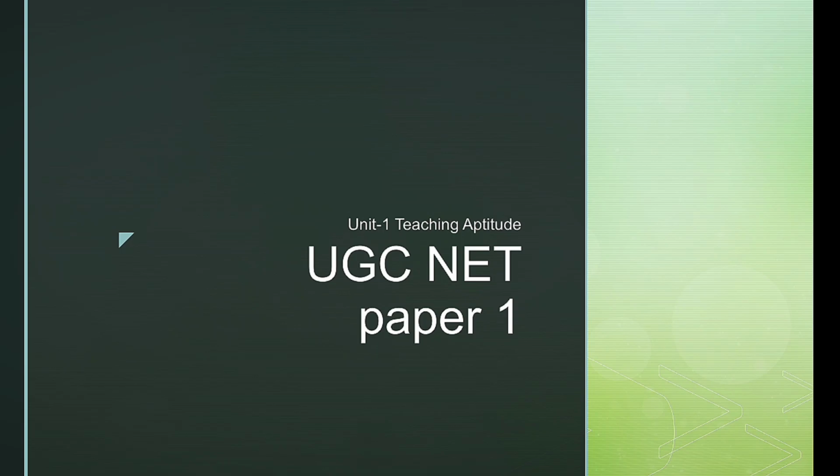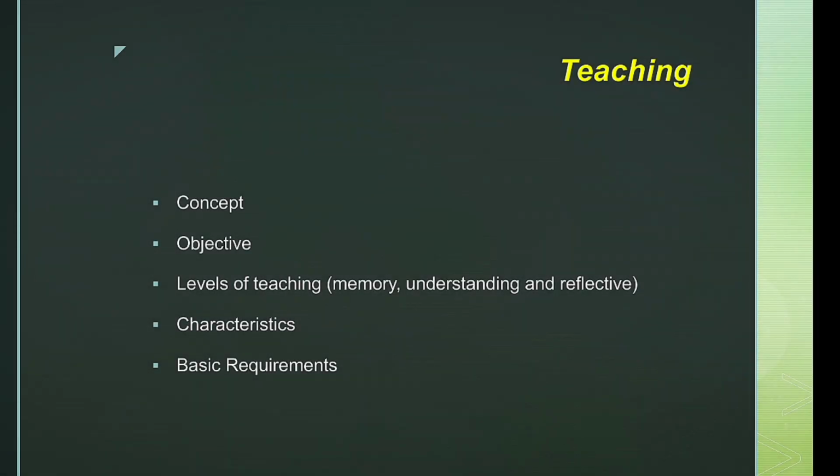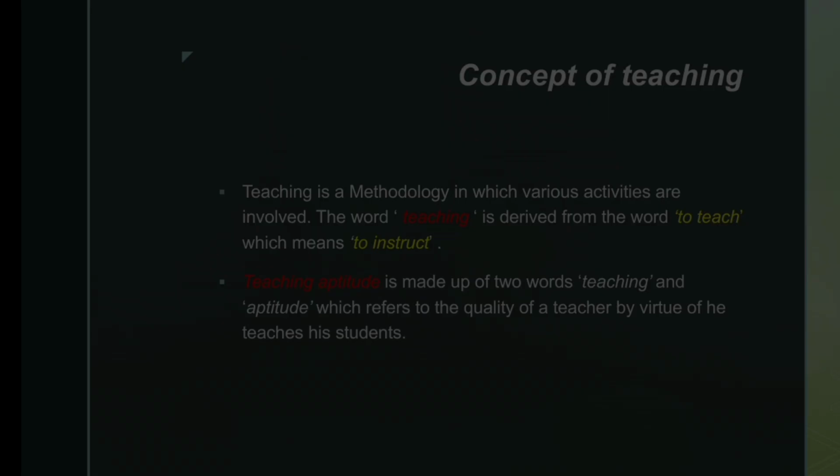Today I'm going to talk about the UGC NET Paper 1. The first unit is Teaching Aptitude. In this I'm going to talk about teaching-related topics: its concept, objectives, levels of teaching, i.e., memory, understanding, and reflective, characteristics, and basic requirements.